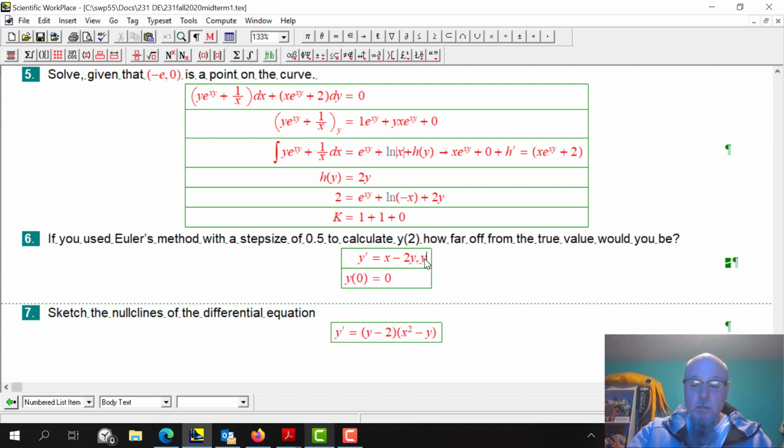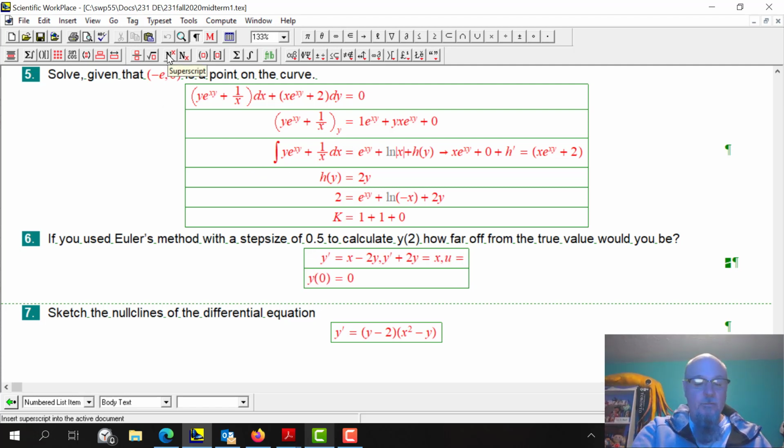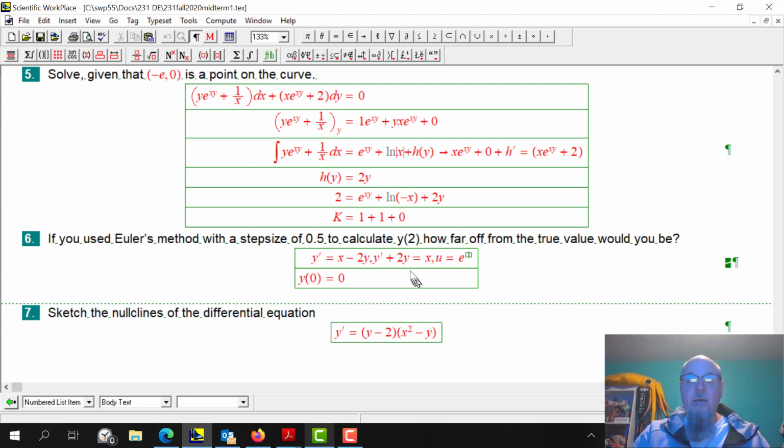That equation, y prime plus 2y equals x, is first order linear. It's a y prime plus py equals q. So we just need to multiply through by the integrating factor, e to the integral of p. P in this case is 2, so the integrating factor is e to the 2x. I'm going to multiply e to the 2x through all three sides.